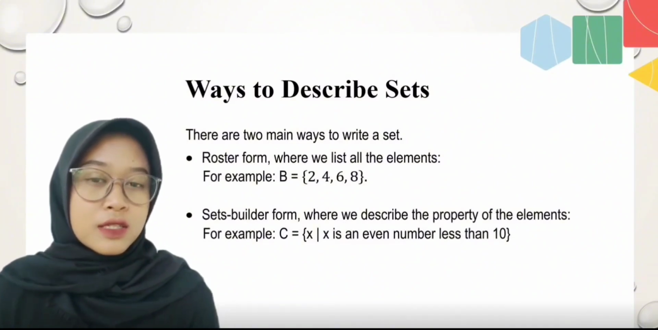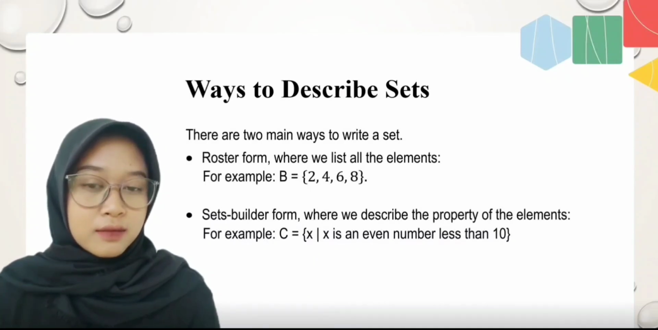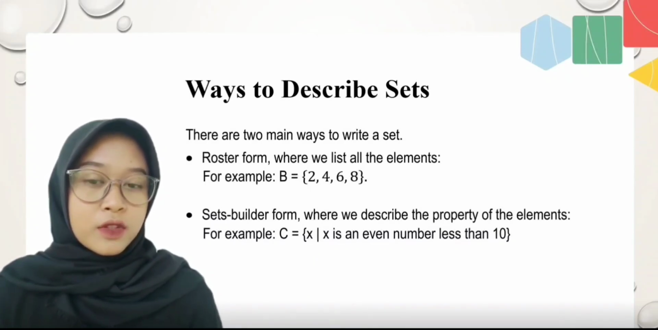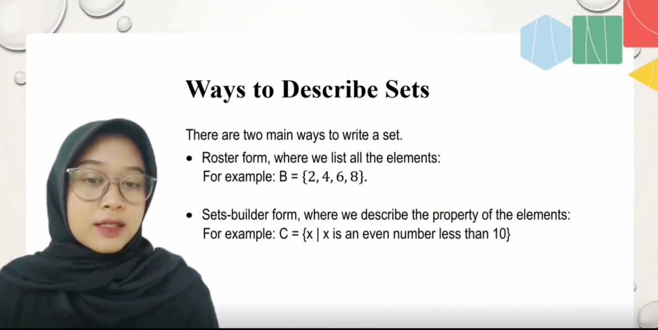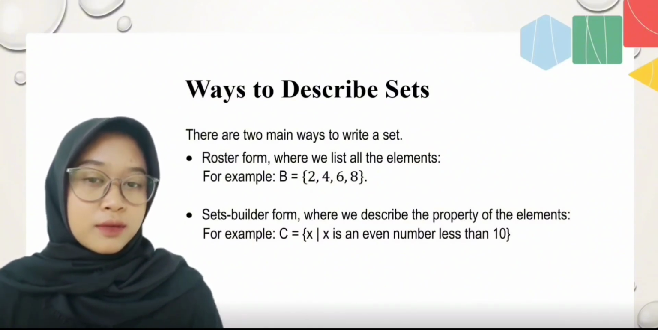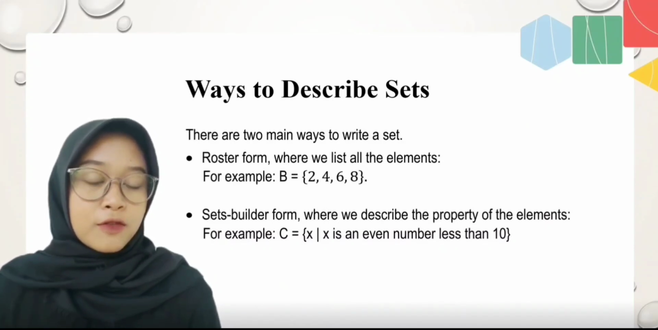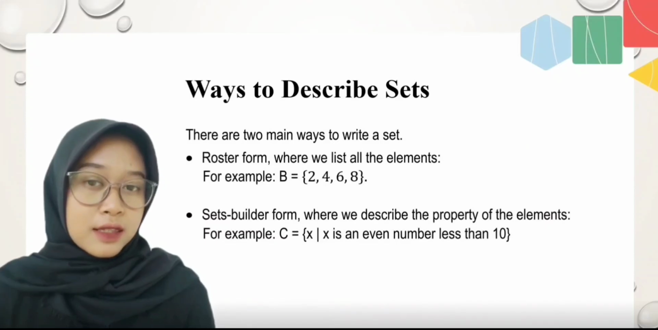Okay, next, ways to describe sets. There are two common ways to describe a set. Number one is roster form, where we list all the elements. For example, the set B contains the elements 2, 4, 6, and 8. Number two is set builder form, where we describe the property of the elements. For example, C is the set of x, where x is an even number less than 10.